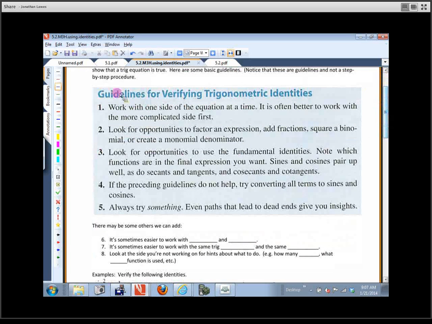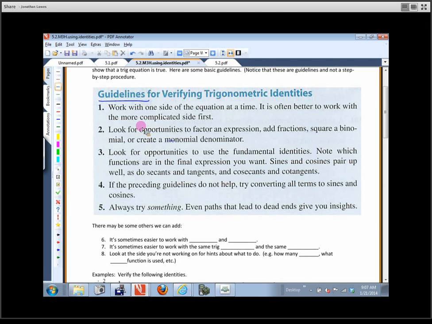So we're basically going to be showing that some equations are true, and these are some guidelines that the book has, and you'll notice that they're called guidelines. Last time when I had you write a few things down, like sometimes it's nice to work with the same trig function or the same angle, I said that's not a step-by-step list. It's not like you go through and do this, then this, then this. The same thing is true here when we're verifying identities. It's keep all of these guidelines in mind as you're working through a problem.